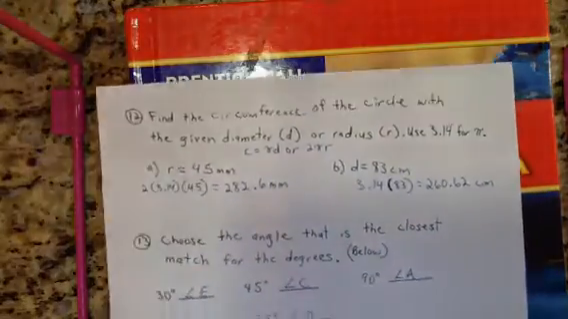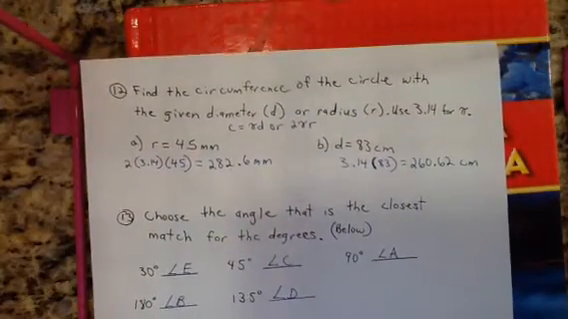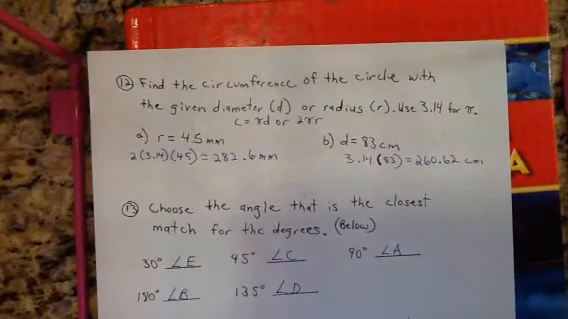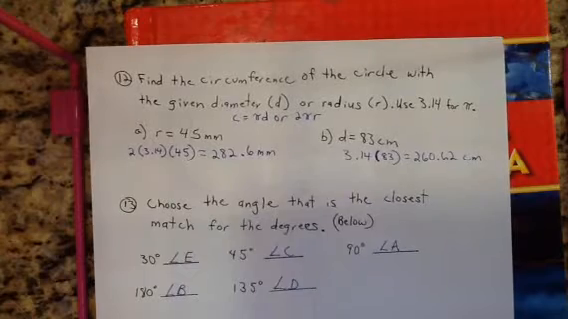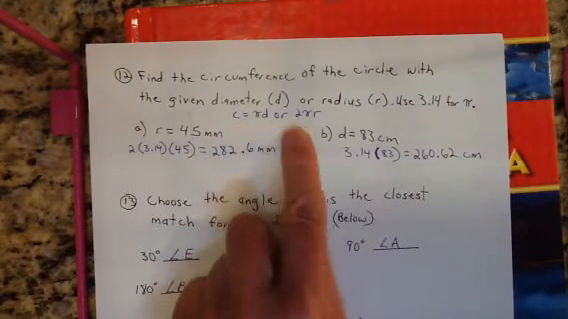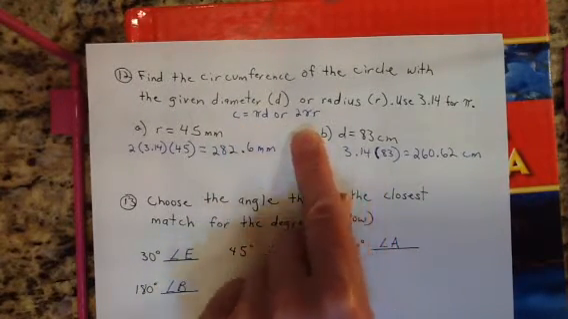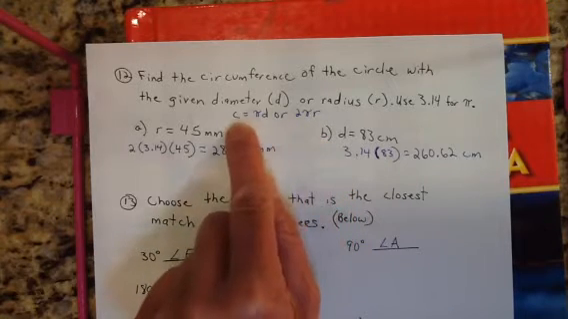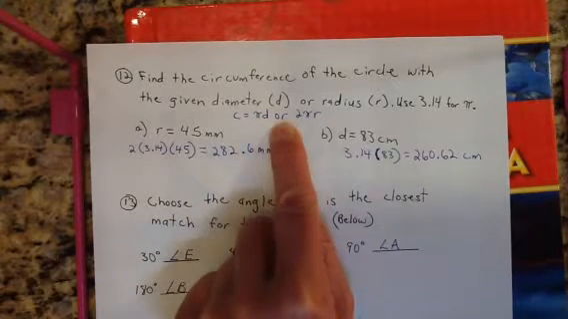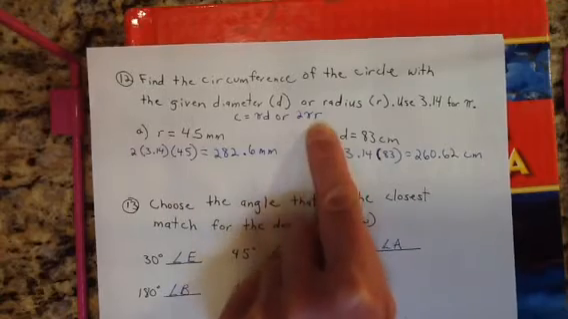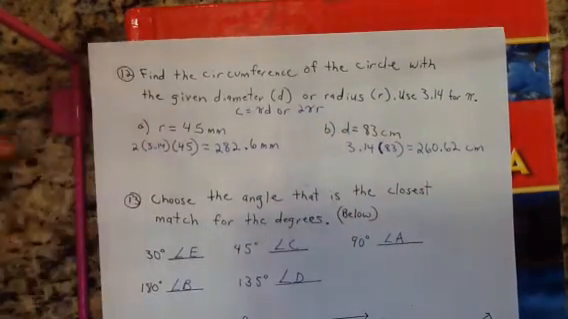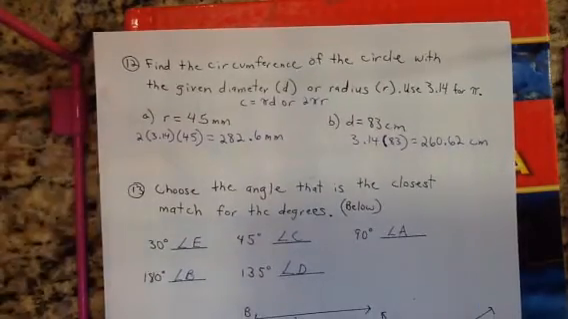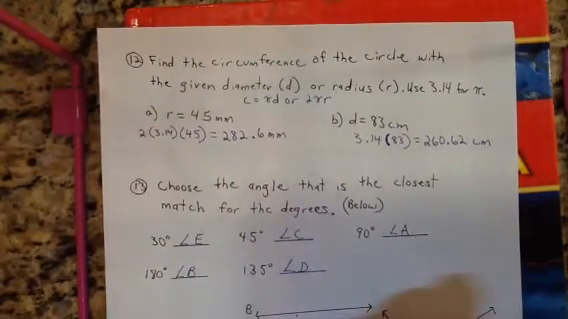Now, number 12, find the circumference of the circle with the given diameter or radius, and then use 3.14 for your pi. Remember, 3.14 is a rounded number. All right, now here are our formulas. Circumference equals pi times diameter, or 2 times pi times the radius. Okay, so if your radius is 45 millimeters, all you're going to do is take that and plug it into the correct formula.